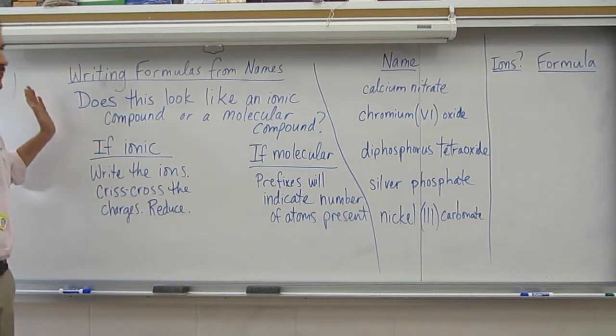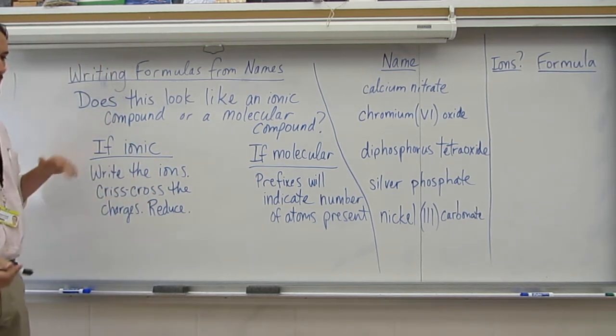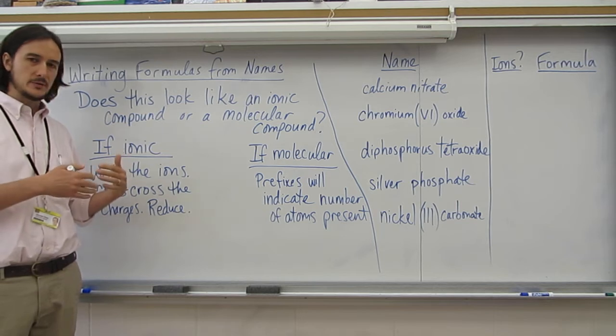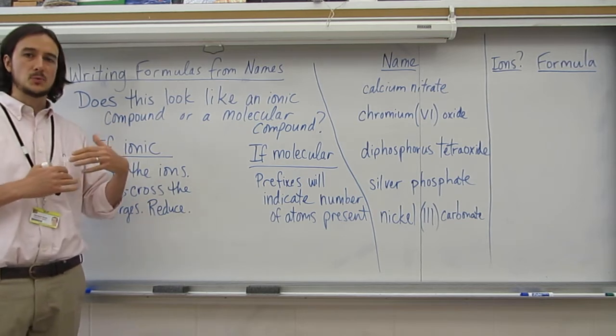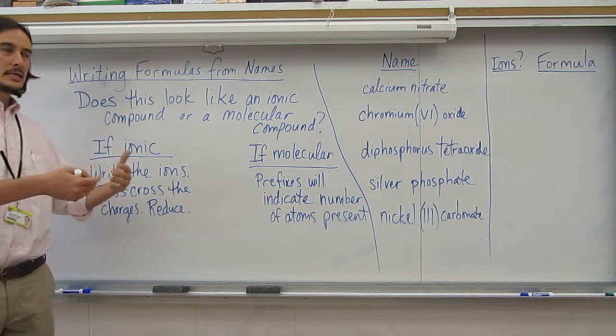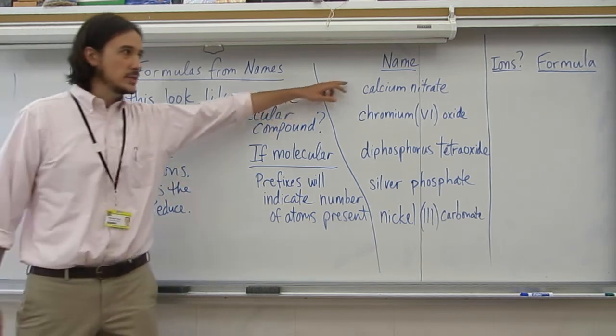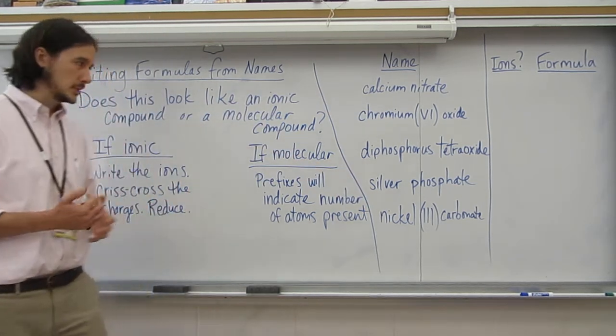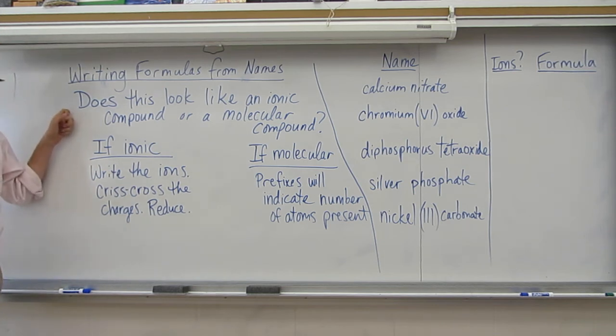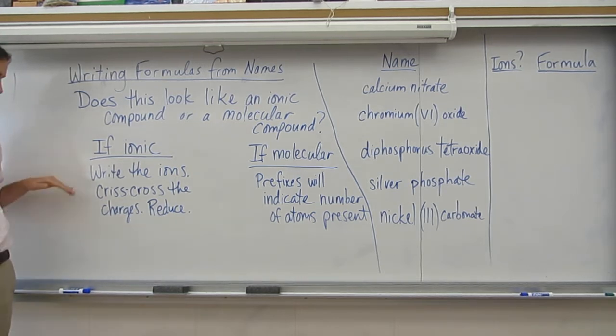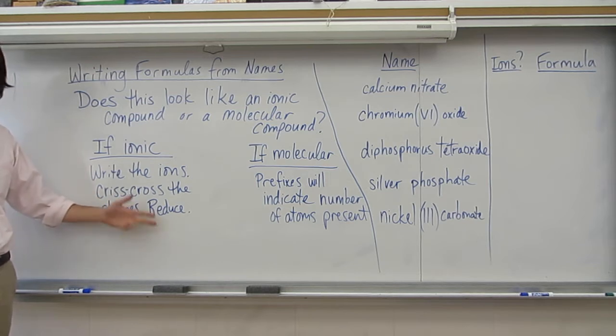So, writing formulas from names. Before, we looked at how, if you were given a formula, you would come up with a name for it. Now we're looking at how, if you're given a name, you come up with a formula. The first question to ask yourself is, does this look like an ionic compound or a molecular compound? If it looks like an ionic compound, you just write the ions with their charges, and you crisscross the charges and reduce.